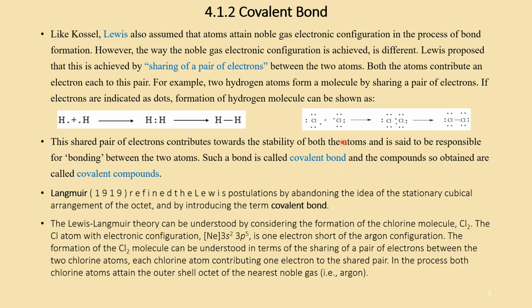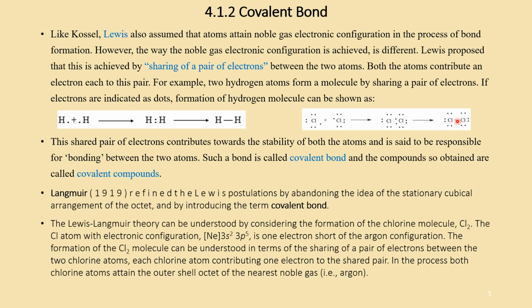The formation of the chlorine molecule is due to sharing of a pair of electrons between the two chlorine atoms. See here, the two electrons are shared between the two chlorine atoms. Each chlorine atom contributes one electron, so there is one pair of electrons. In the process, both the chlorine atoms attain an outermost shell octet, that is 8, the octet of the nearest noble gas, that is argon. This can also be represented as Cl dash Cl, where in between the atoms they are combined.